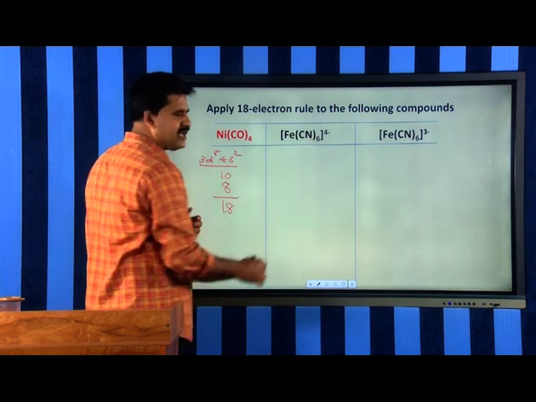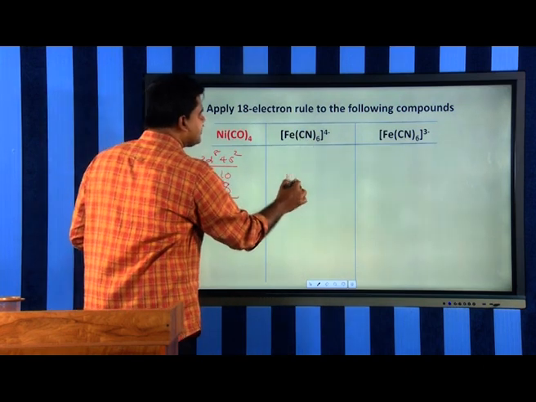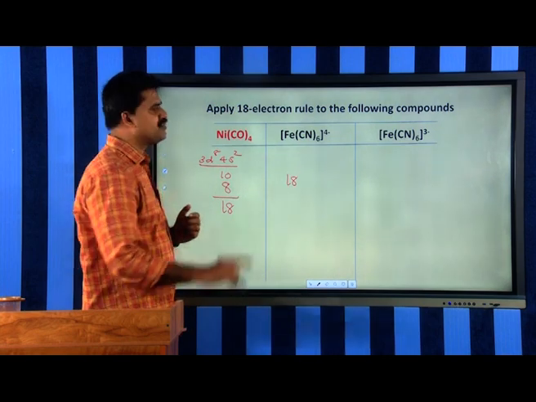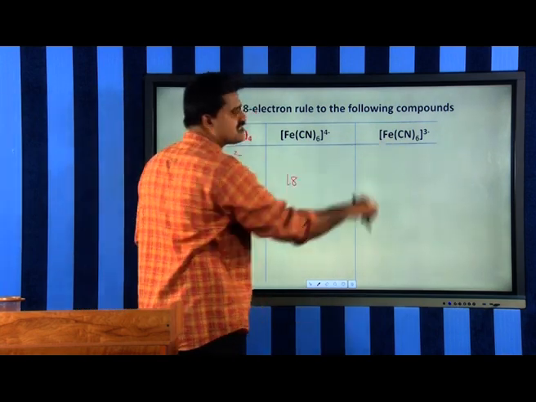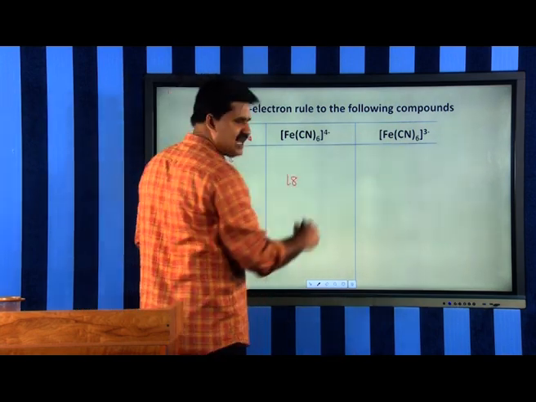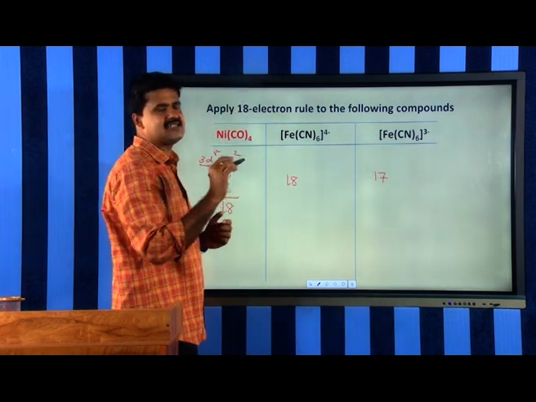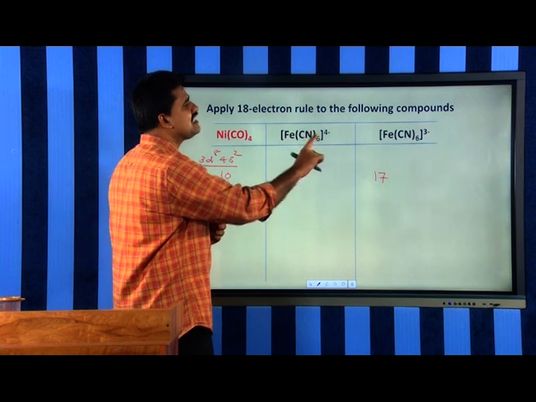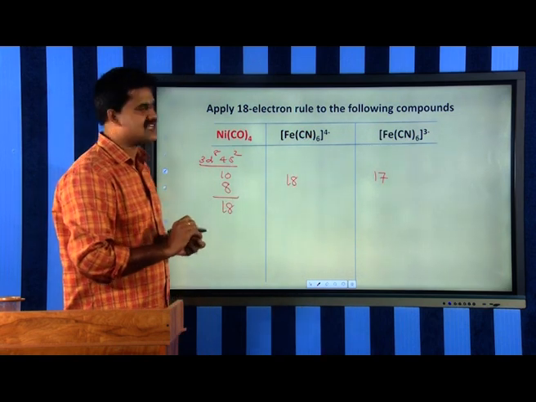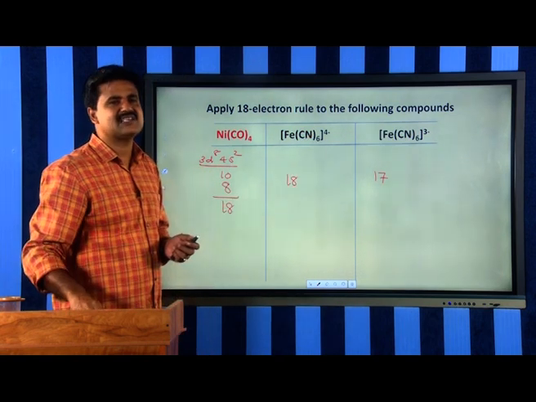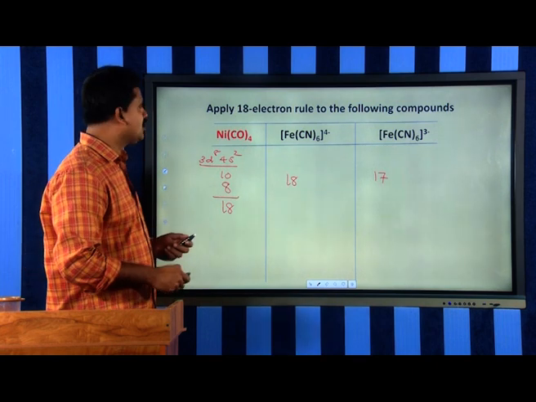In ferrous cyanide ion, here also we can count it is an 18 electron species, but for Fe(CN)6 3-, as per the neutral atom count, there will be only 17 electrons, and that is 1 electron shortage to attain a stable structure or stable configuration. So that molecule is unstable as per the 18 electron rule.